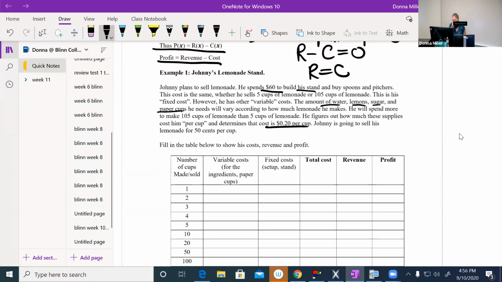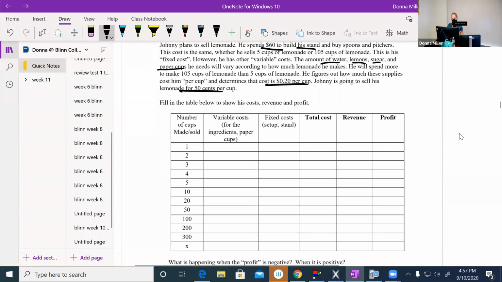All right, and he's going to sell his lemonade for 50 cents a cup. So what does that 50 cents a cup represent? It's not profit. It's revenue, right? Because he's going to get that per cup, and you have to take off the costs. Okay, and that's profit. All right, so let's set up a table here.